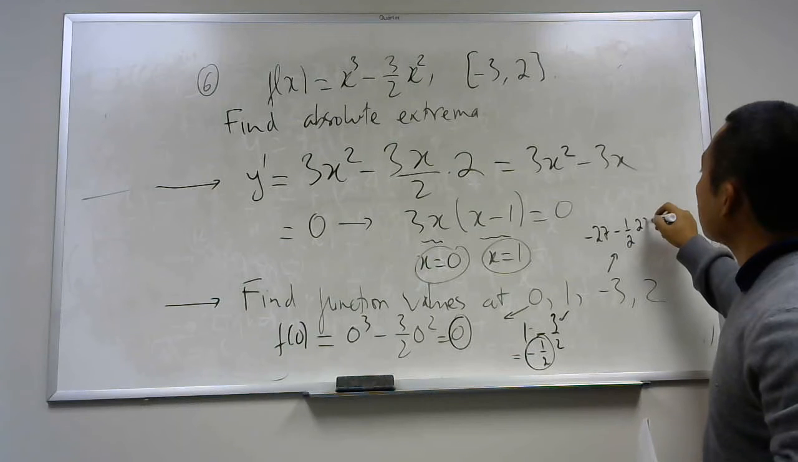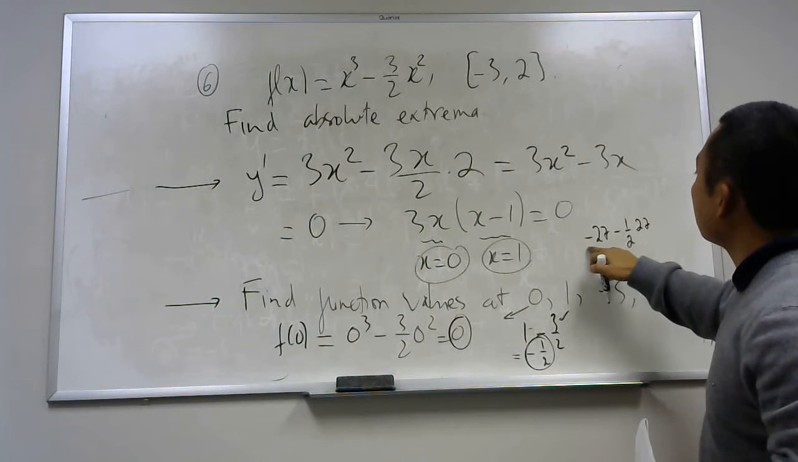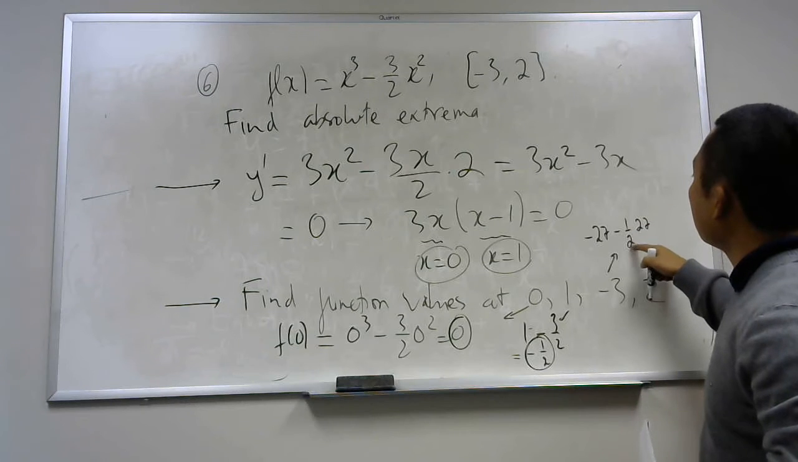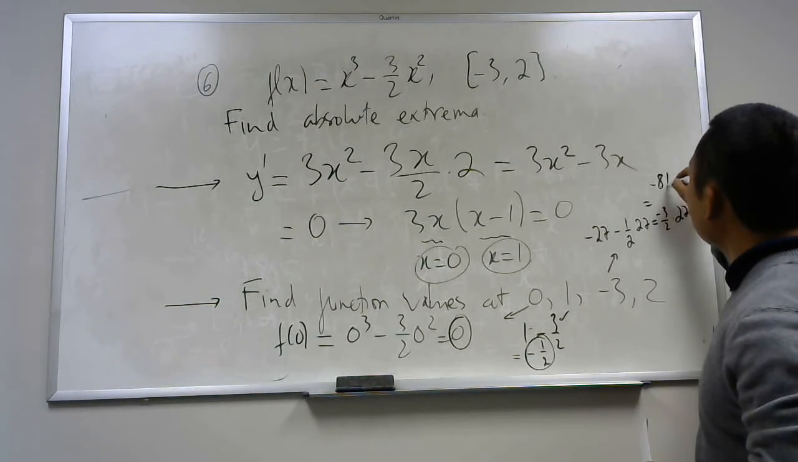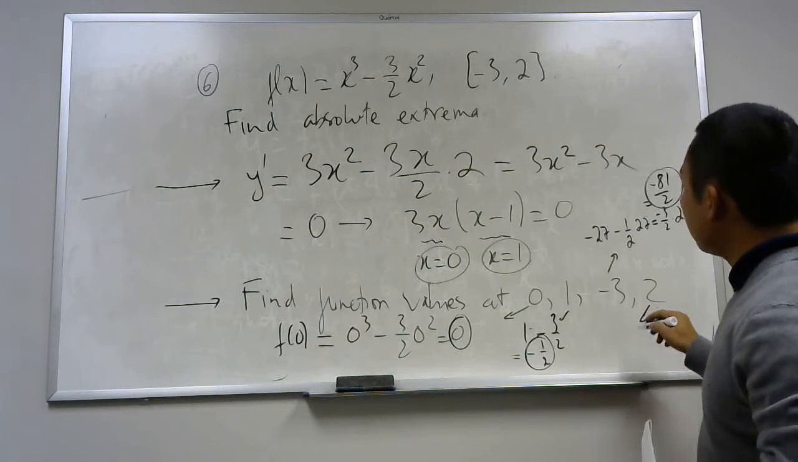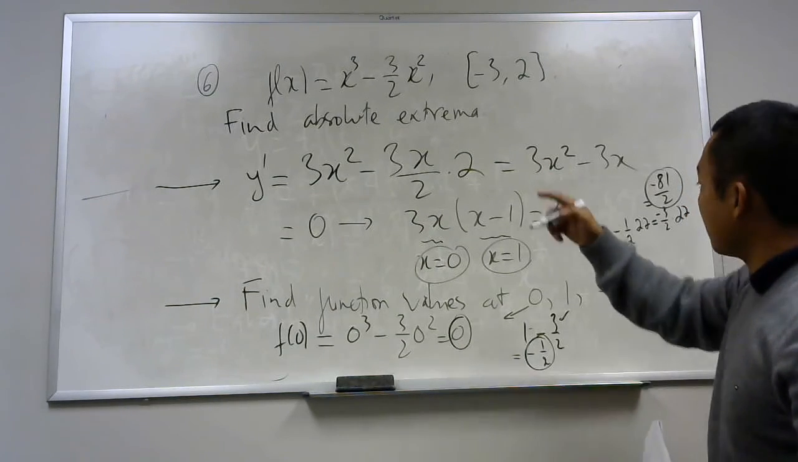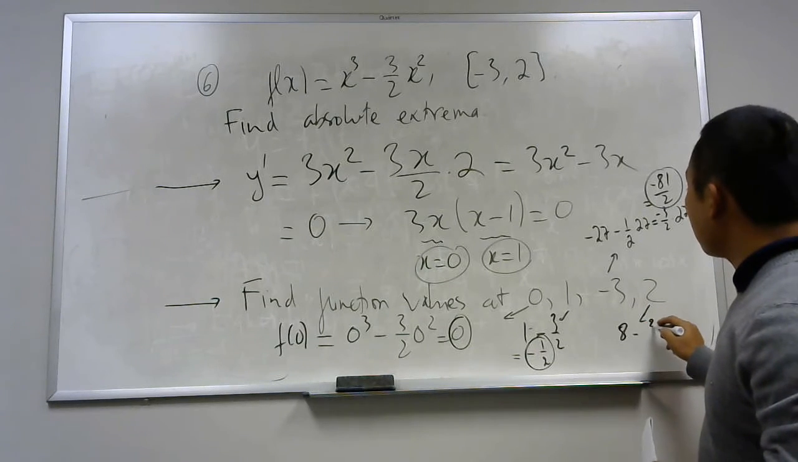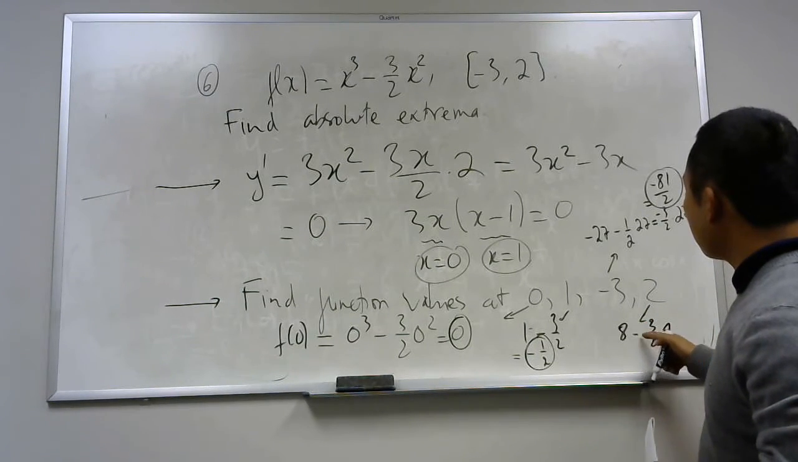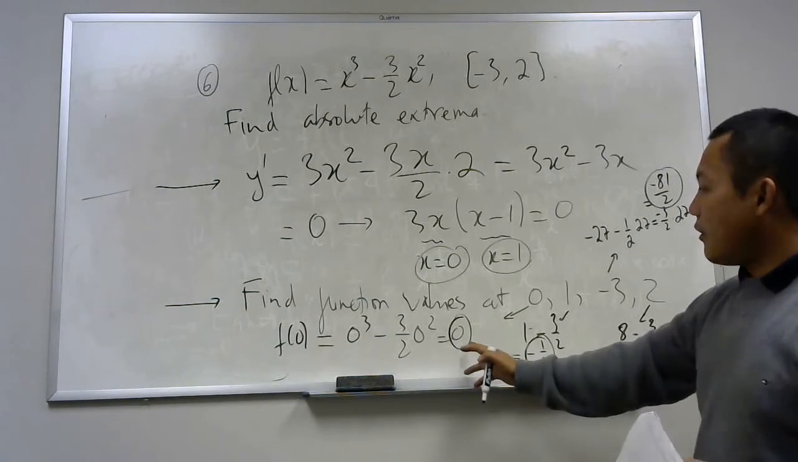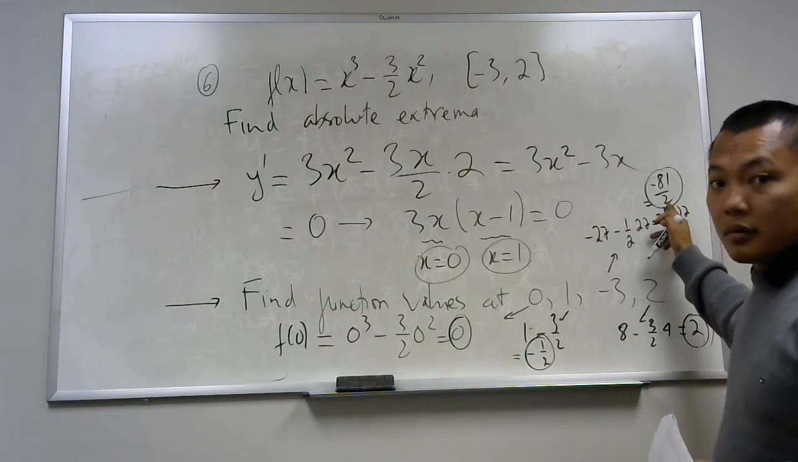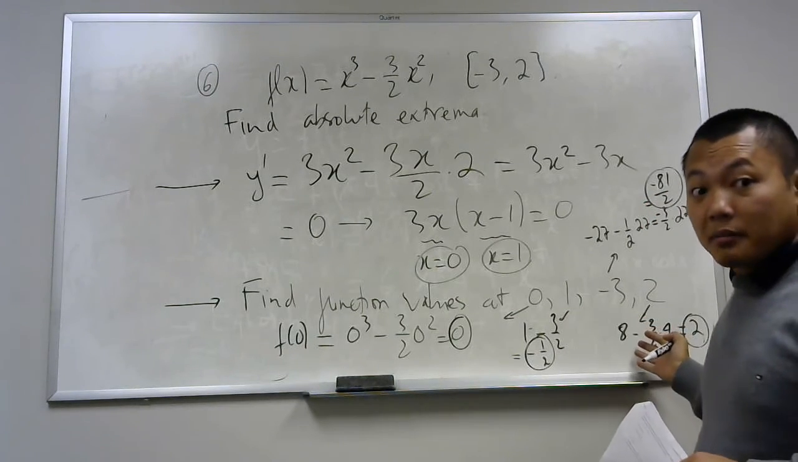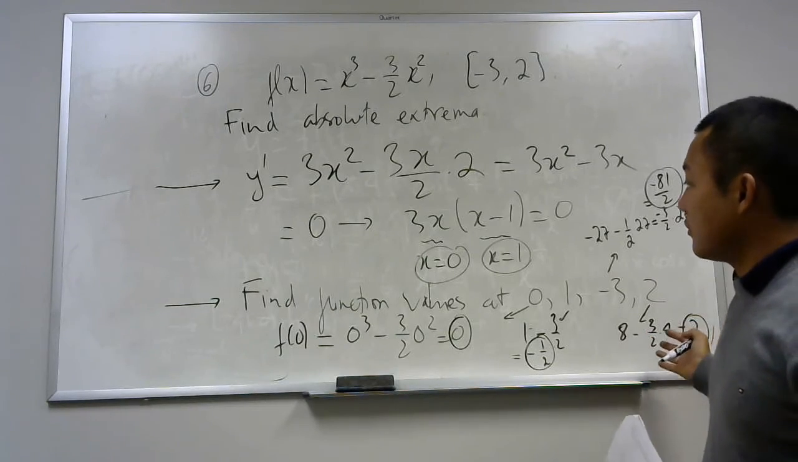And here 27, right? That means 3 over 2 times 27, that is -81 over 2. And at 2, I plug 2 into that, I get 8 minus 3 over 2 times 4, which is 2. So we have 4 values: 0, -1/2, 2, and -81 over 2. From here, we can pick the smallest and pick the biggest, and we make the conclusion.